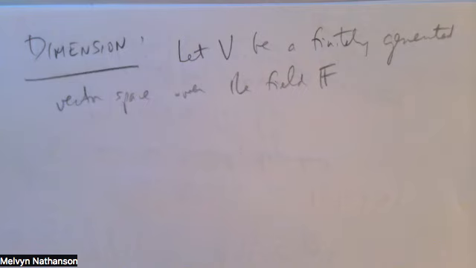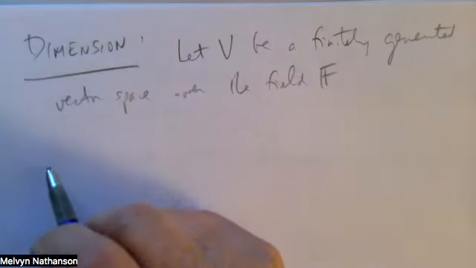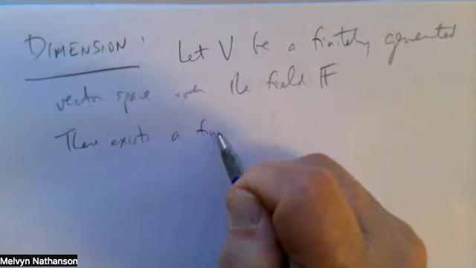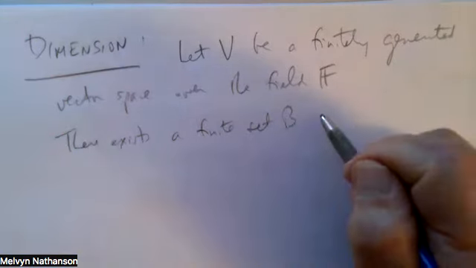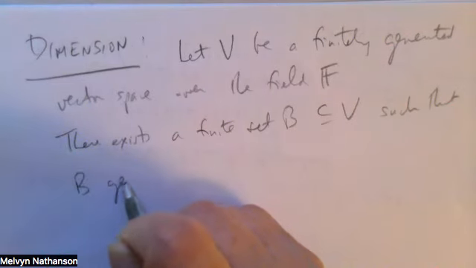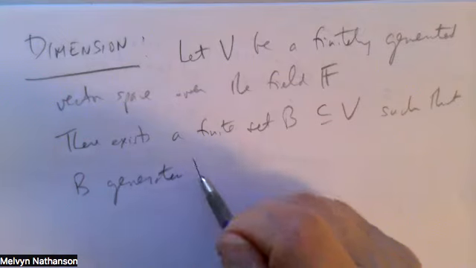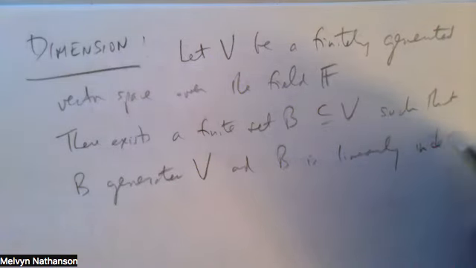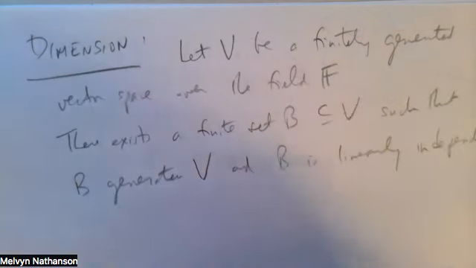Finitely generated means there is a finite set S, a subset of V, whose linear combinations give you all of V. And the linear combinations of the vectors in that set give you the entire vector space V. Then there exists a finite set B contained in V such that B generates the vector space V, and the set of vectors in B is linearly independent.